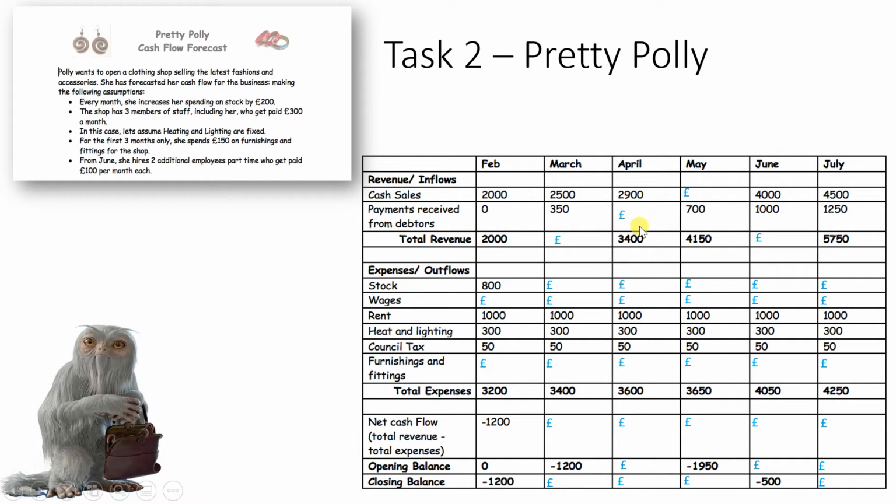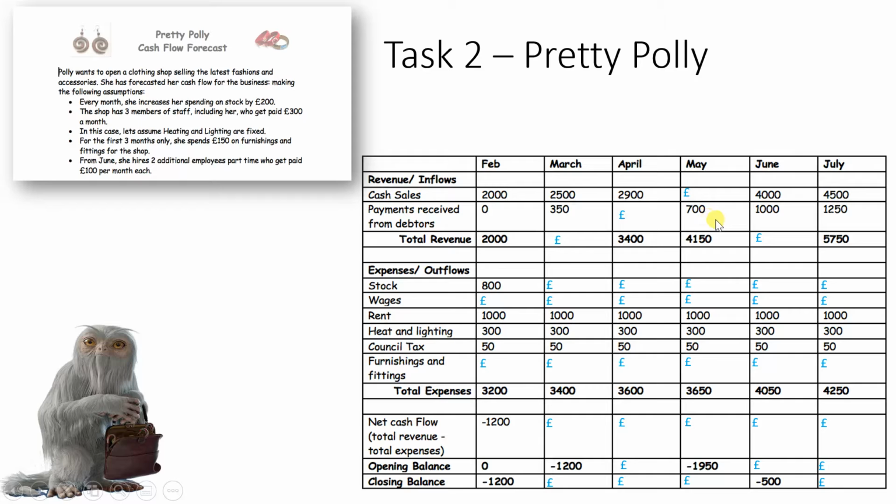Looking at February, 2,000 plus 0, total revenue 2,000. 2,500 cash sales plus 350 on payment received from debtors. Add it together, fill in the blank. 2,900 plus blank equals 3,400. Moving on to May, something plus 700 gives you 4,150. June, £4,000 in cash sales plus 1,000 payment received from debtors gives you. So the total revenues going from February to July are not that hard to work out, hopefully.